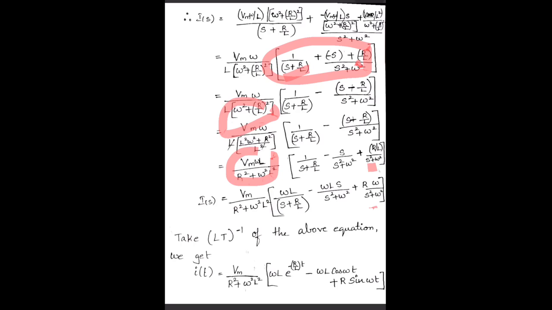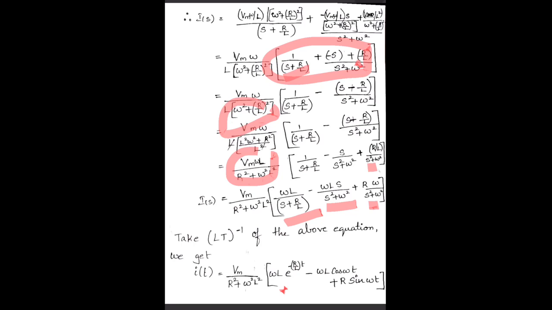So therefore you will have omega L divided by s plus r by L, omega L s divided by s squared plus omega squared plus r omega divided by s squared plus omega squared. Now upon taking Laplace inverse, the first term inside the bracket is 1 divided by s plus r by L, which is of the form 1 divided by s plus a. So upon taking Laplace inverse, you will be having e power of minus at.